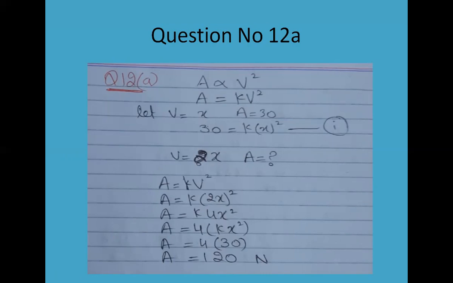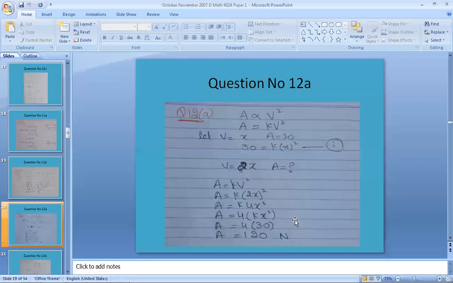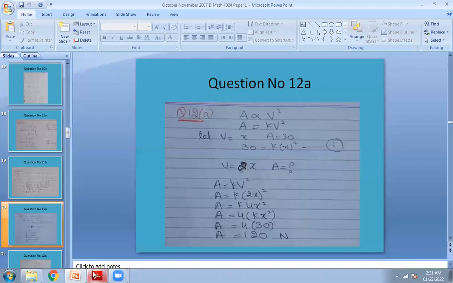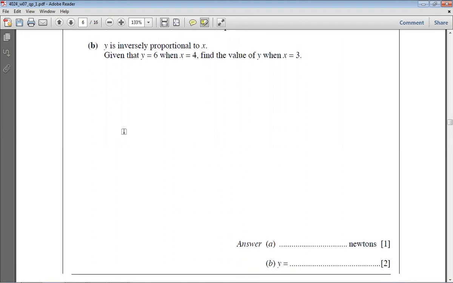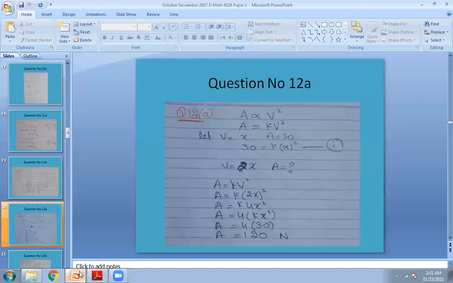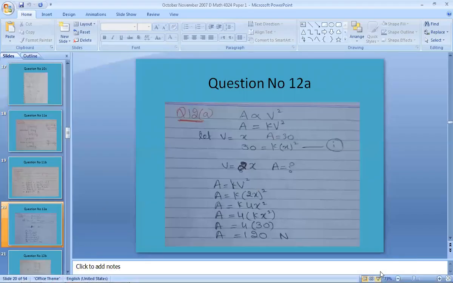It's a little tricky question, hopefully you understand. Okay. So let's go to the next part. And the next part is, y is inversely proportional to x. Given that y equals 6 when x equals 4, find the value of y when x equals 3. So it's a 2-mark question, the B part of question number 12.